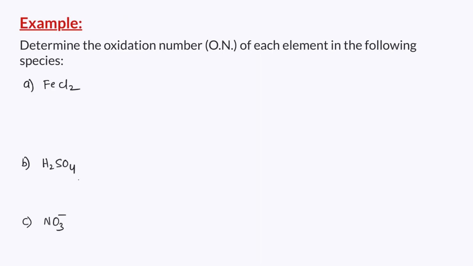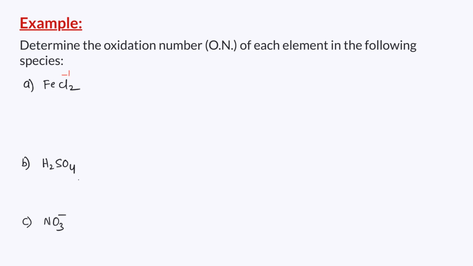Determine the oxidation number of each element in the following species. 1. FeCl2. Chlorine is a group 7A element, and when a group 7A element is in combination with metals such as iron, its oxidation number will be -1.